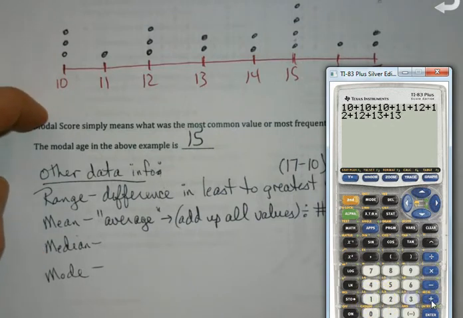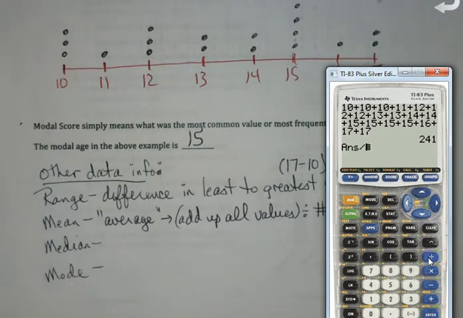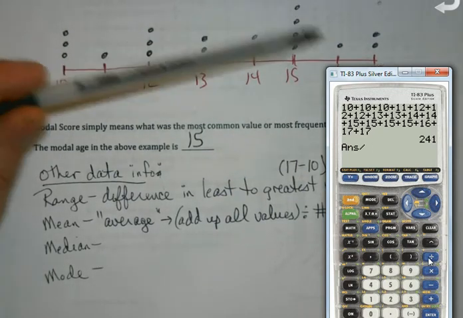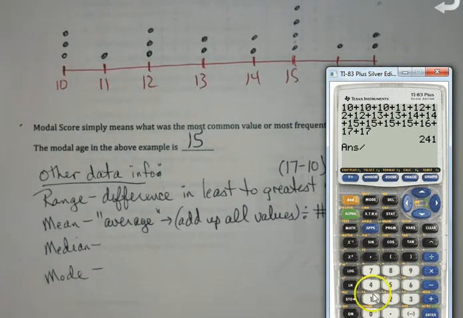I got 2 13s, I got 2 14s, I got 4 15s, and if I knew what 4 times 15 was as I was going, I could make this go a little faster that way. And I got 1 16 and 2 17s. So I add all those up, and then I'm going to divide by the number of numbers. So like 1, 2, 3, 4, 5, 6, 7, 8, 9, 10, 11, 12, 13, 14, 15, 16, 17, 18 dots. So I divide by 18.